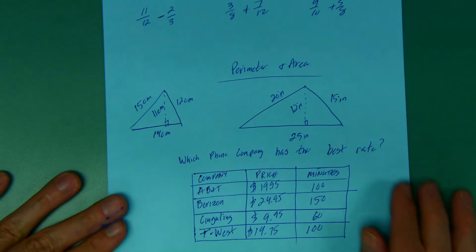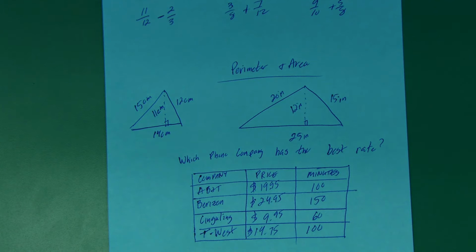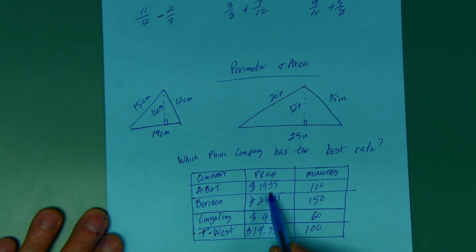Now let's copy down this table. The question there is, it's listing 4 different cell phone companies. I actually copied this problem out of the book, so they made up some names. Instead of AT&T, they call it ABT. Instead of Verizon, they called it Verizon. Instead of Cingular, they called it Singuling. So pretend these are cell phone companies, and this is how much it cost for this many minutes.